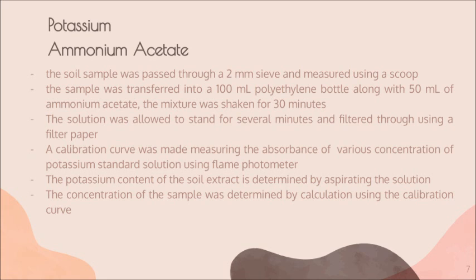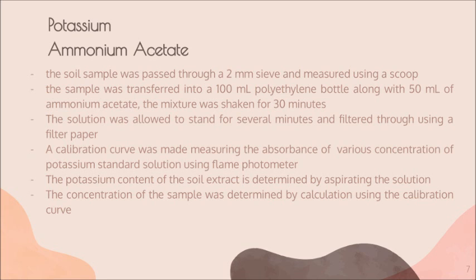To determine the potassium content in the soil, we used ammonium acetate. Firstly, the soil was air dried and passed through a 2 mm sieve, and then the soil was transferred into a 100 milliliter polyethylene bottle along with 50 milliliters of ammonium acetate in acetic acid. The mixture was shaken for 30 minutes in a shaker. Then the solution was allowed to stand for several minutes. After it was precipitated, it was filtered using filter paper.